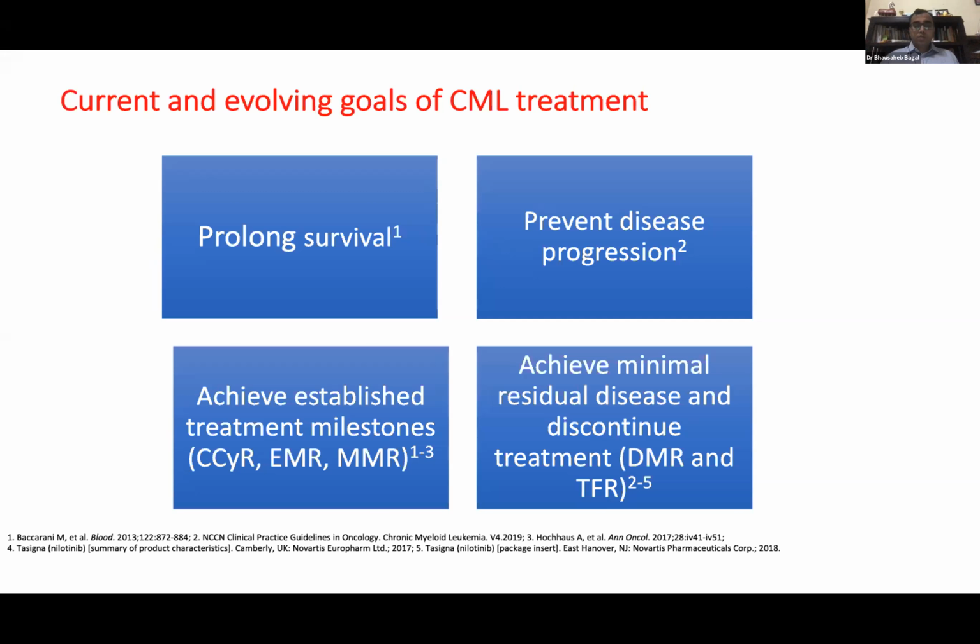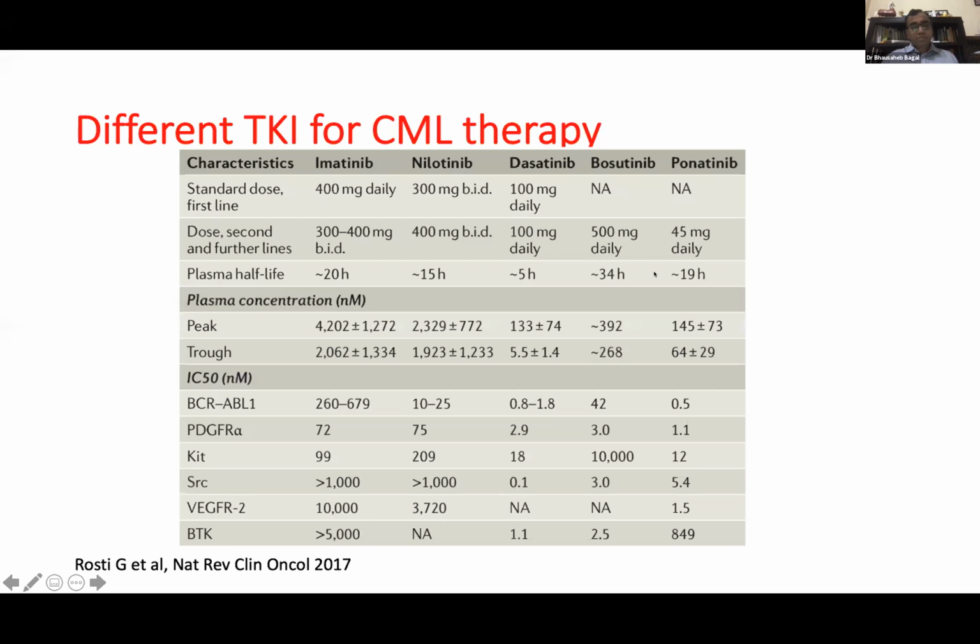And towards this goal, we have different options available as of now. And these are the different TKIs available to us. So Imatinib, Nilotinib, Dasatinib, and Bosutinib all have been approved for first-line treatment in CML chronic phase patients. This is a bit old table. So Bosutinib has been approved as well, and these are the different doses for first-line and second-line treatment.